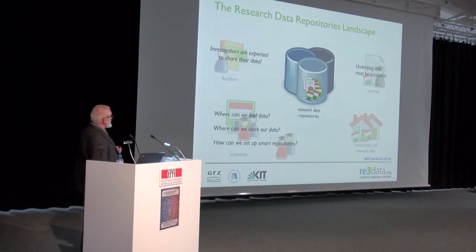Journals: underlying data must be accessible. Remember the slides of Mr. Fetterly. They were more or less devastating about reproducible results. And we have the discussion in universities and research labs: shall we offer repositories for all disciplines? So we have a range also inside the institutions. KIT is the best example for that. On one side we have local repositories and disciplinary repositories, and we are now also installing an institutional repository, which is not yet ready.